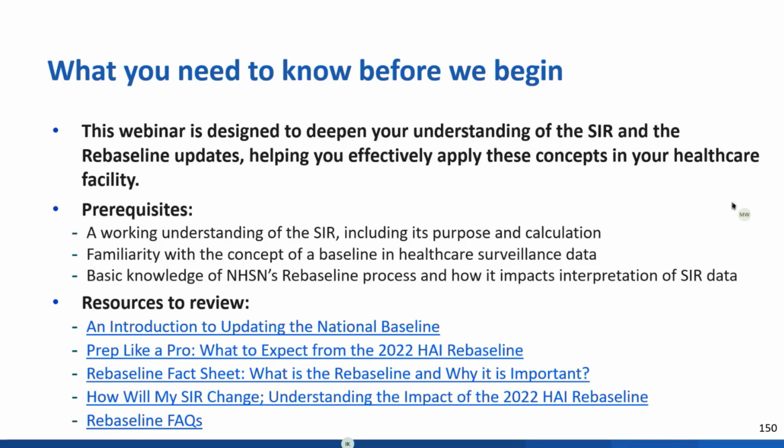Before we begin, let's quickly review the prerequisites for this session. First, you should already have a working understanding of the SIR, including what it is, how it's used, and how it's calculated. You should also be familiar with the concept of a baseline in healthcare surveillance data. This is key to understanding how changes are evaluated. Lastly, you'll need basic knowledge of NHSN's rebaseline process, particularly how it can impact the interpretation of the SIR data over time. To help prepare for this session or reinforce what we cover, here are some recommended resources to review. We have linked all of them below.